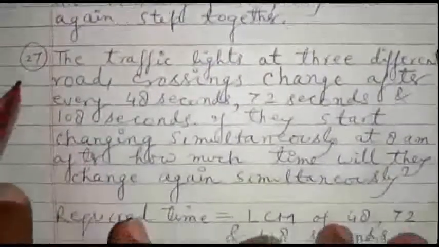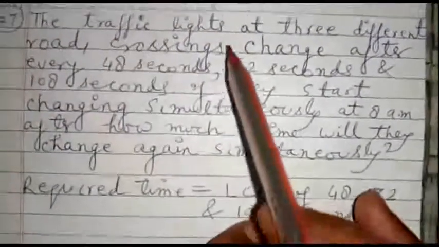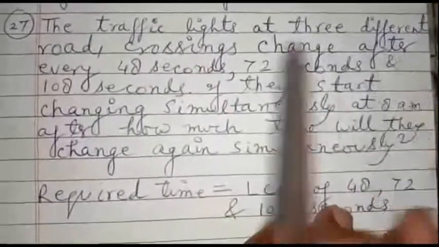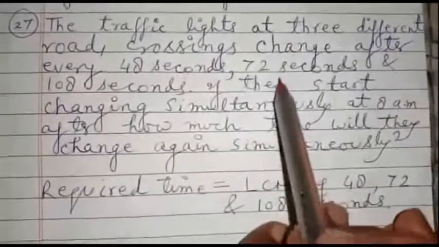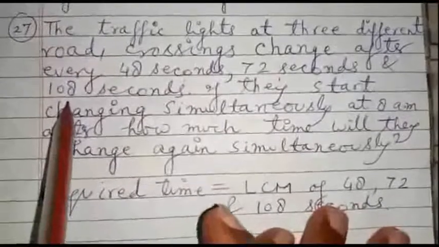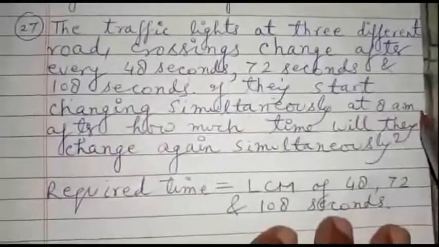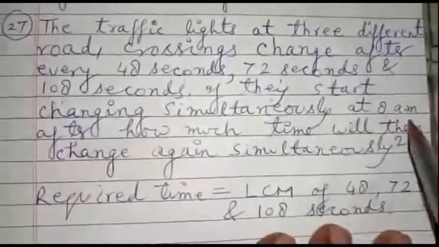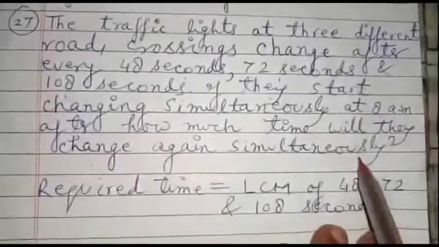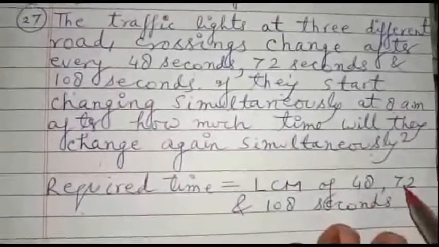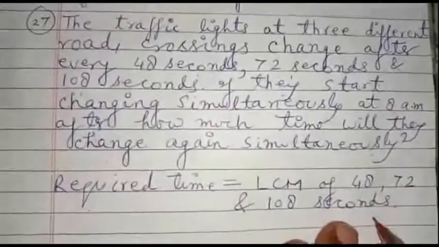Now we are moving to question number 27. The traffic lights at 3 different road crossings change after every 48 seconds, 72 seconds and 108 seconds. If they start changing simultaneously at 8 am, after how much time will they change again simultaneously? So the required time is equal to the LCM of 48, 72 and 108 seconds.